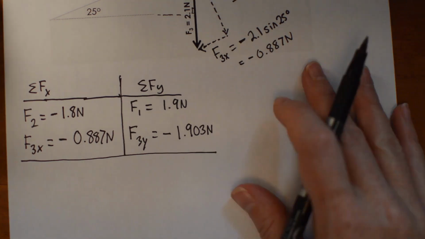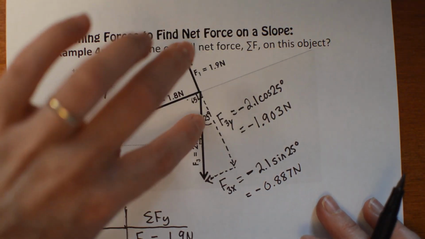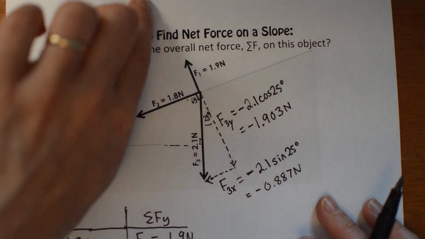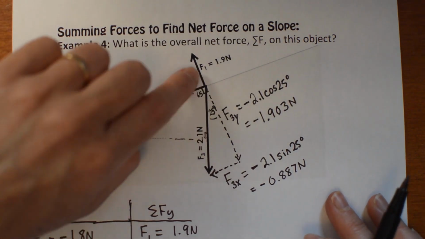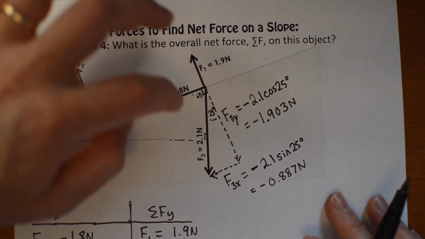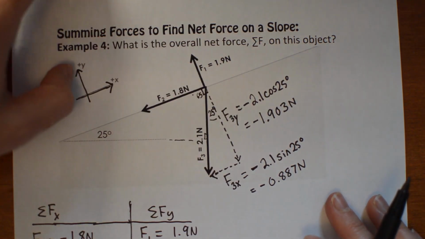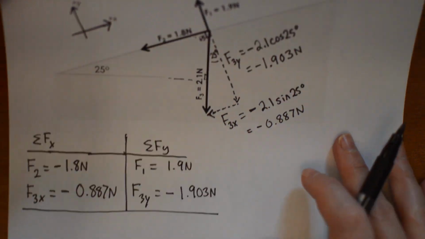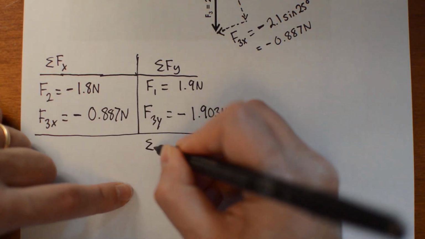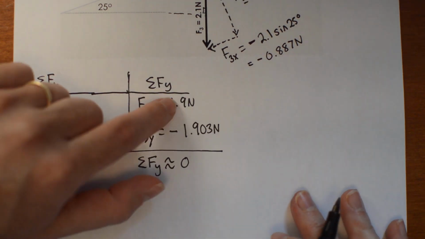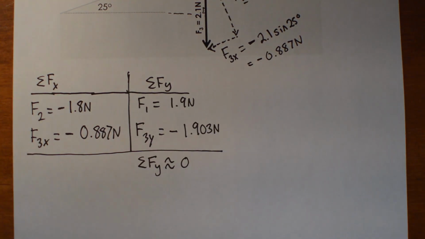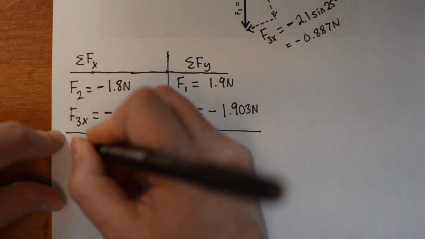That's because usually the object is moving up or down the hill. So the forces in the y direction, pulling you out of the hill or pulling you into the hill, are going to sort of balance out. It's not really to scale in my drawing clearly here, but these forces are supposed to sort of balance out. That's what I'm trying to show here. So in the y direction, the sum of the forces adds up to roughly 0, right? 1.9 plus negative 1.9-ish. In the x direction, they do not add up to 0.